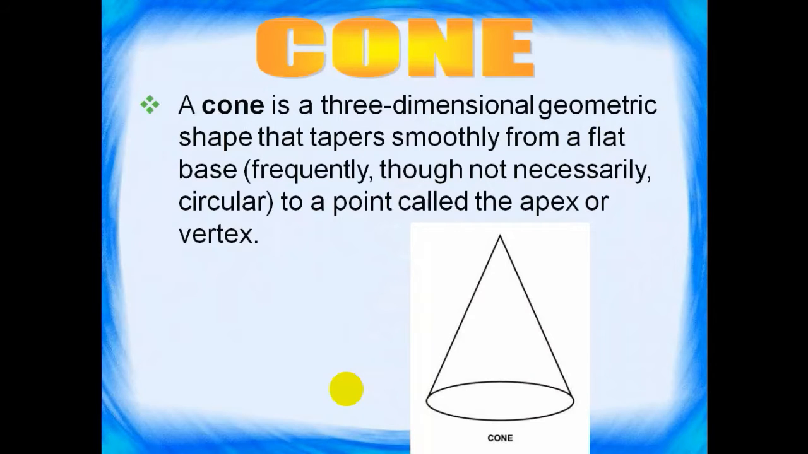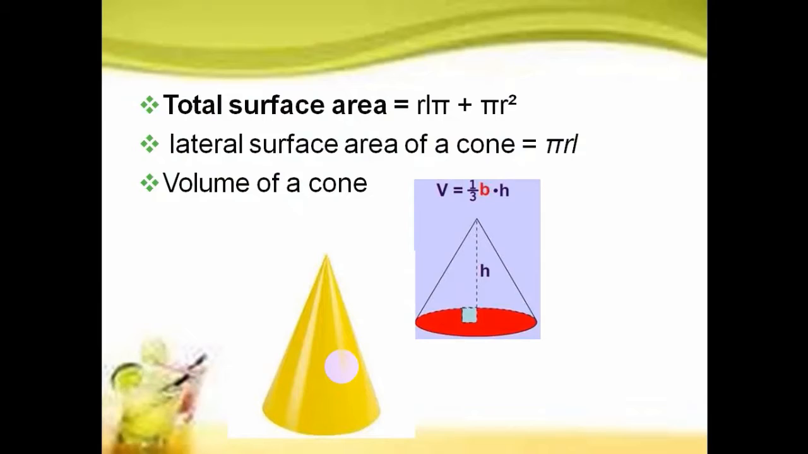Now cone. A cone is a three-dimensional geometric shape that tapers smoothly from a flat base, frequently though not necessarily circular, to a point called the apex or vertex. You see over here, this is a cone. Now, the total surface area of the cone is pi multiplied by r multiplied by length plus pi multiplied by r squared. The lateral surface area of a cone is pi multiplied by r multiplied by L, and the volume of the cone is equal to one over three multiplied by base multiplied by height. This formula is very important for the volume of the cone.